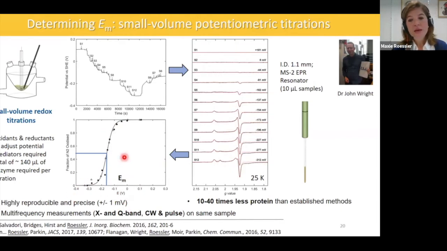the potential. And a nice side effect, actually, of these small volume potentiometric titrations is that we can not only do analysis with continuous wave EPR, which is sort of our go-to technique as a first characterization, but then we can also do these more detailed post-EPR investigations, such as the DEER that I just mentioned to you, both at X-band frequencies and at Q-band frequencies, which can have different advantages going between different frequencies.